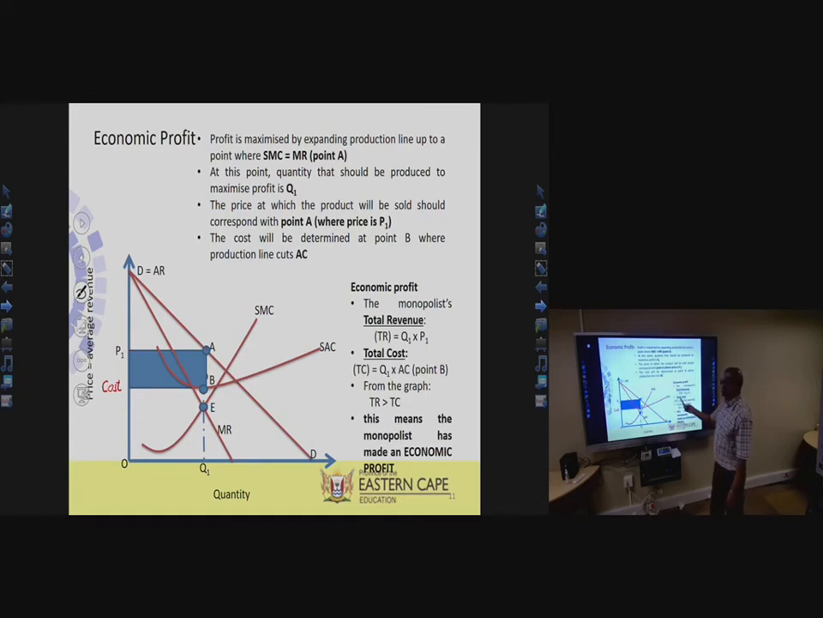Therefore, your total revenue basically is greater than your total cost. Therefore, it means that we are making an economic profit. Okay, then I think we can then pass this particular slide.